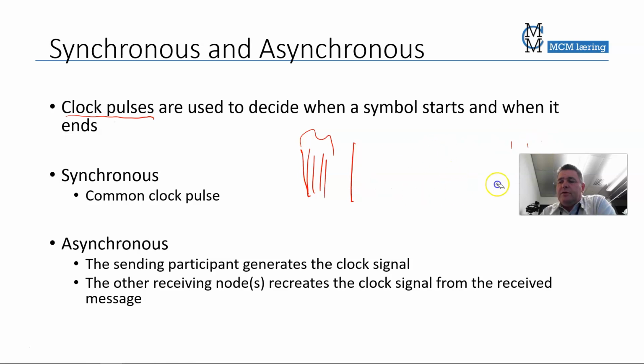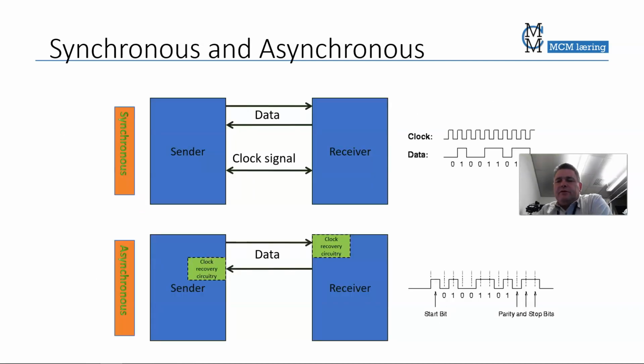If you have synchronous communication, the sender and receiver have a common clock pulse, which means that it requires one extra wire, one wire to carry the clock pulse. In asynchronous communication, you don't have that. You send a message, and from that message, the receiver is able to regenerate and understand what kind of clock the sender had. So for example here, if you have synchronous communication, the data goes back and forth between the two, and you also have a wire carrying the clock signal.